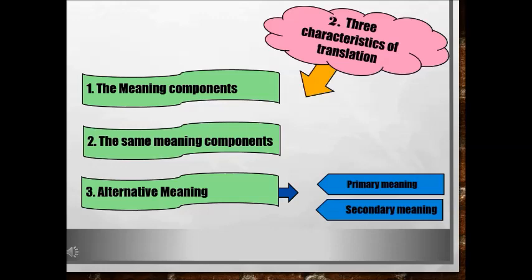Besides the principles, there are also three characteristics of translation. The first one is the meaning components. The second one is the synonym components. The third one is alternative meaning, which consists of two kinds of meanings, such as primary meaning and secondary meaning. So that's all about the presentation.